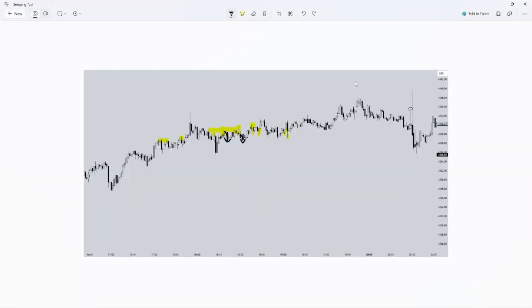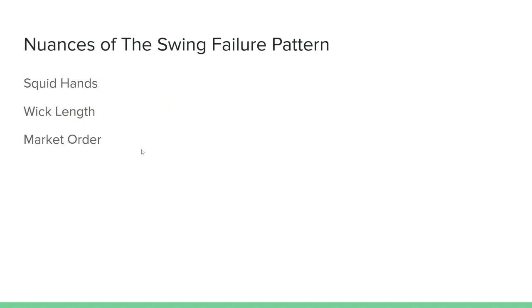With these SFPs, a lot of the time they work pretty quickly and you don't get a retest of your entry, so you do have to mark it in on these a lot of the time.